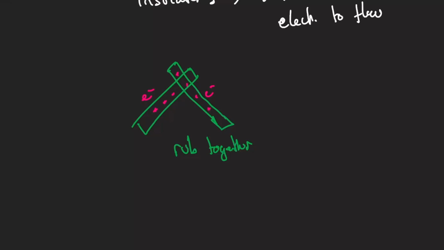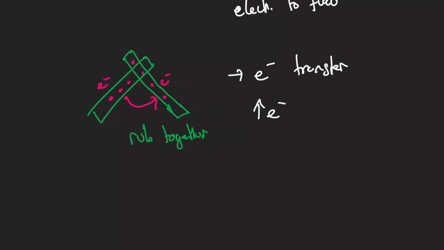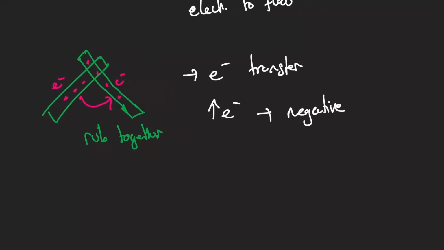And so what happens when you rub them together is you end up getting some of these electrons jumping from one material to the other, right? You get some electrons jumping from this one to this one, and you get this transfer of electrons, okay? On one material you're going to get a gain of electrons. When you increase the electrons on a material, you end up getting a negative charge, and the reason for that is because the electrons themselves have a negative charge.